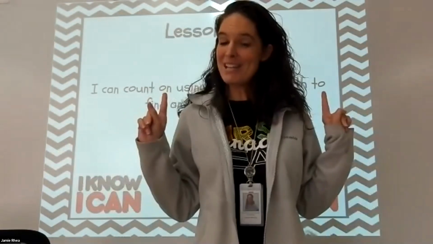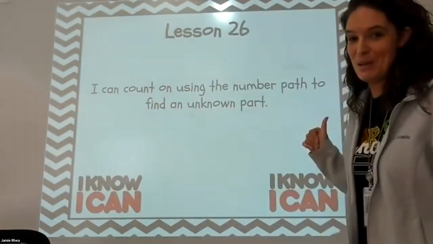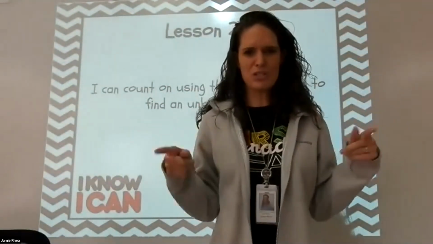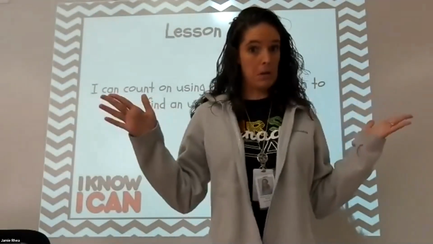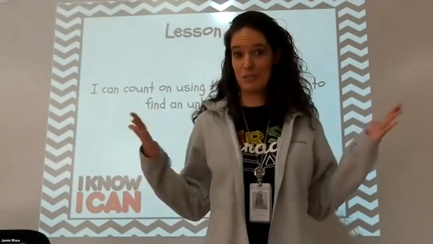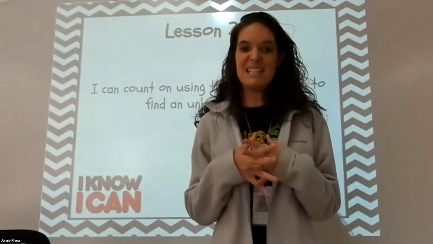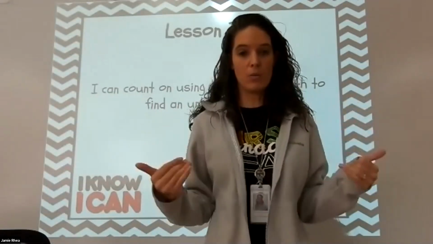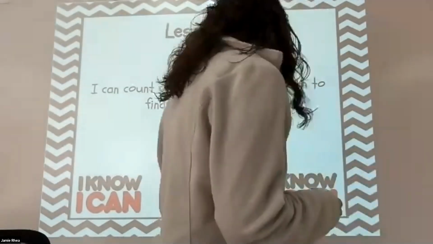Now, lesson 27 is also, I can count on using the number path to find an unknown part. We're not just gonna count on though, we're actually gonna count both ways. We're gonna go back and forth. We're gonna be working with Miss Singleton and we're gonna try to figure out how to do this with a number path. You don't have a number path, but it's so easy to make one. And in a minute, I'll show you how to make one. But first, what I want you to do is go and work on your number bond dash. So let me get my pen.